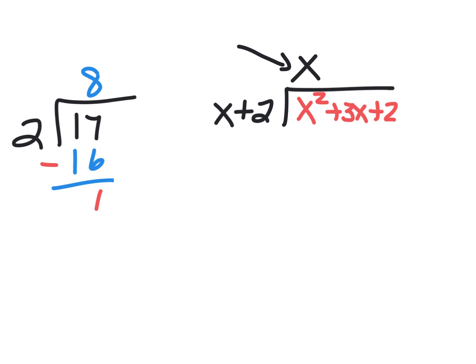What do you think we should do with that X on the top? Yes! So I'm going to multiply this. This times this, and this times that. And what do I get? X squared plus 2x. Perfect.